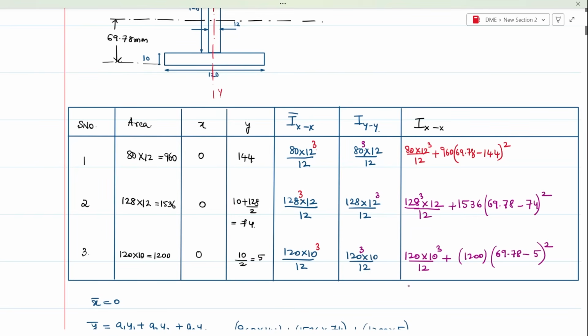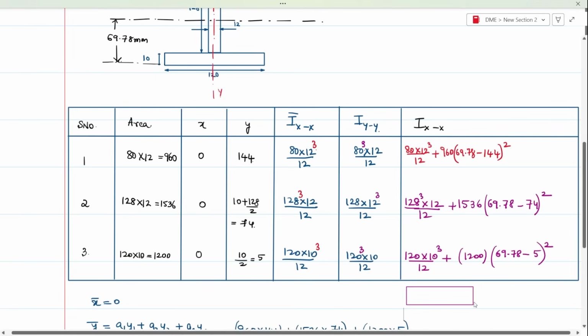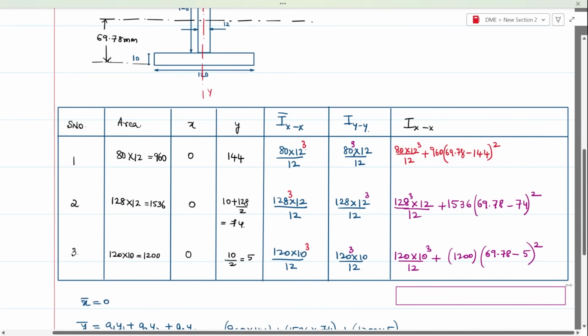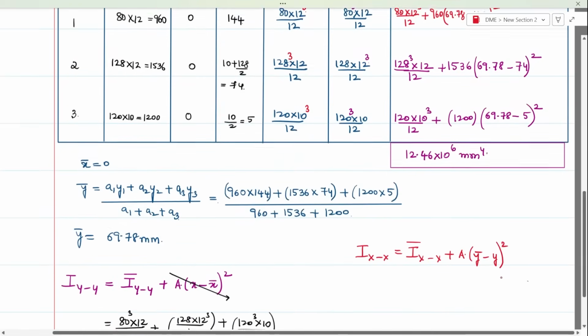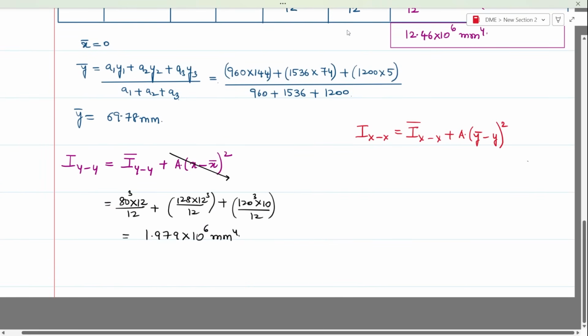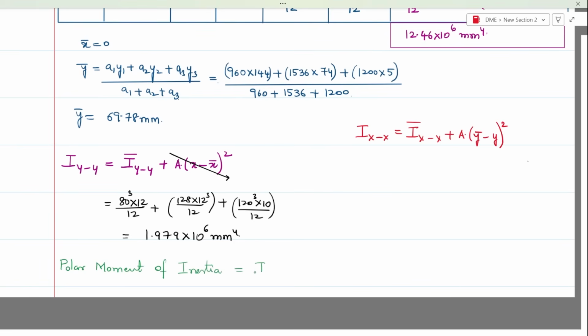So now we have to sum up all these values in order to get the moment of inertia. So let me just write the moment of inertia of the entire I-section in this box. Upon calculation, if we sum up all these, it comes out as 12.46 into 10 power 6 mm power 4. This is Ixx. Iyy we have computed, and the polar moment of inertia is the summation of Ixx and Iyy, that is Ixx plus Iyy.